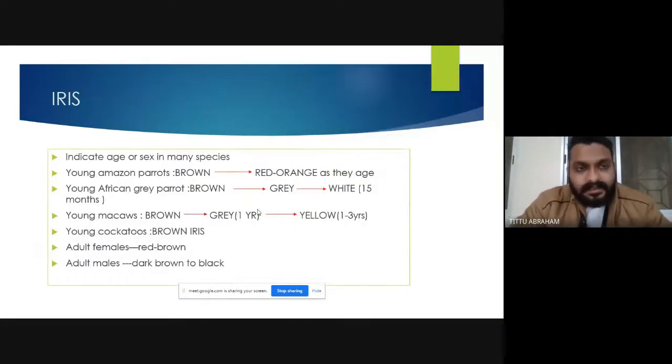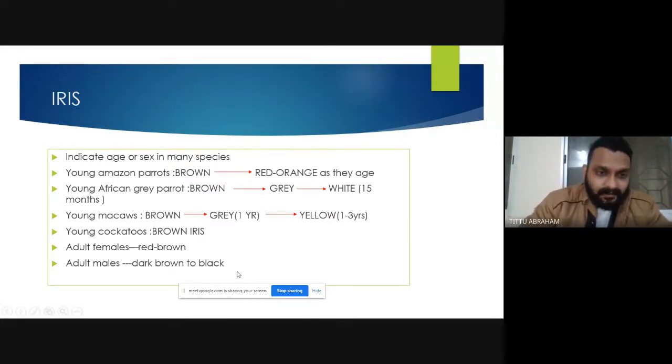By looking at the color of the iris, for some birds we can say whether this bird is of this age or this sex. It is indicative of age and sex in certain birds. Let us take an example of Amazon parrots. In most of the juveniles, the young birds, the iris will be brown in color.